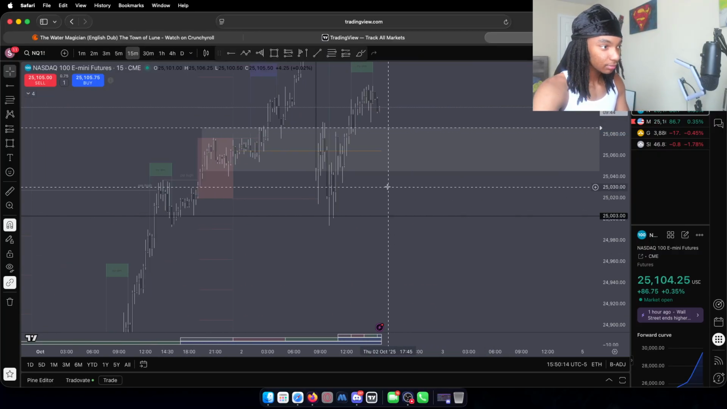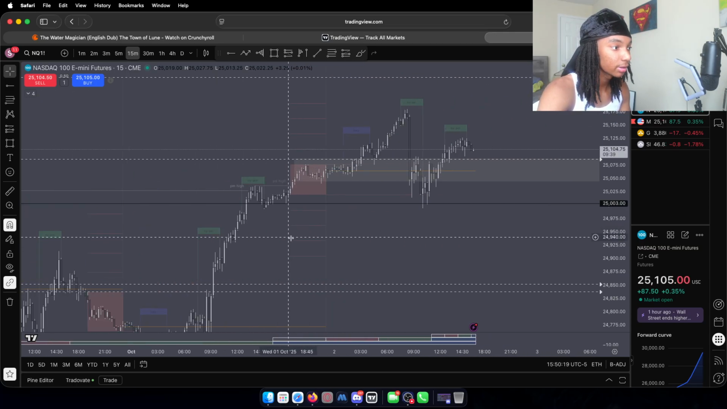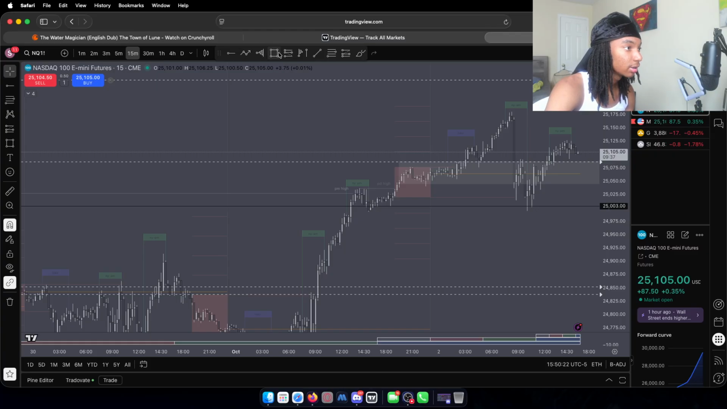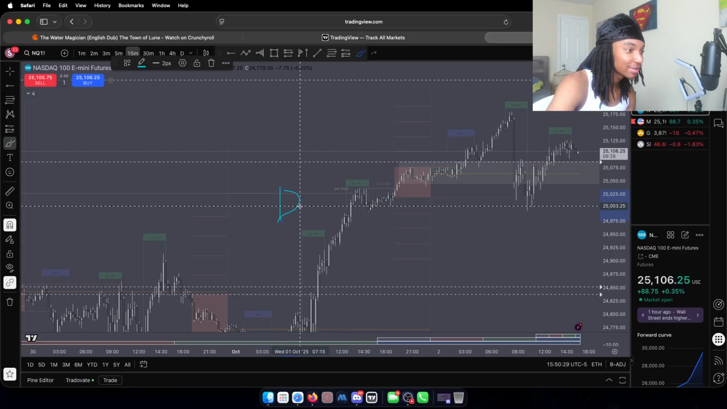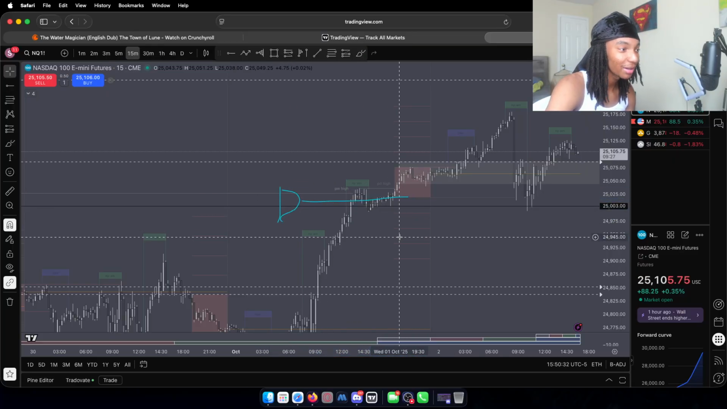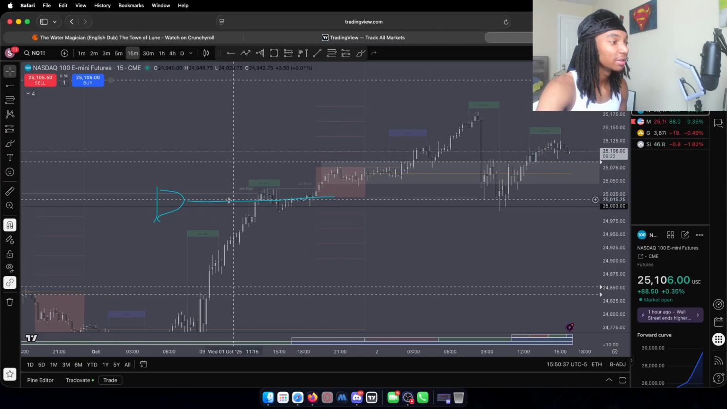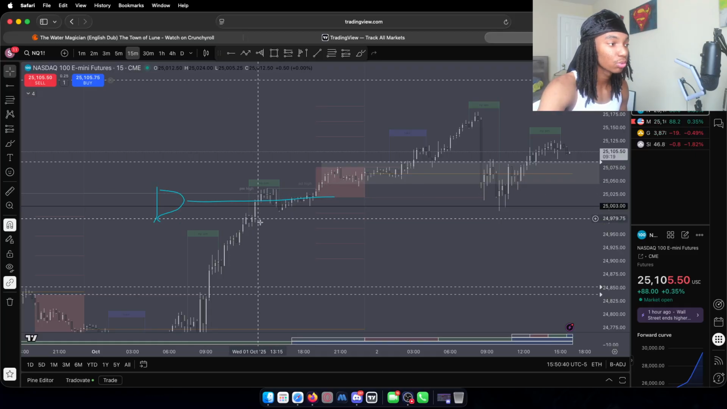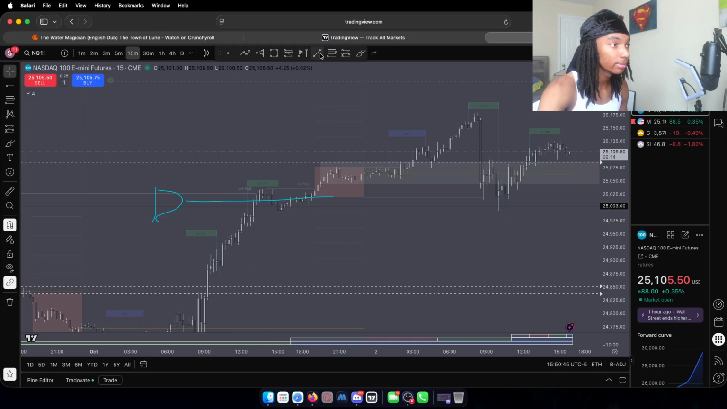So how you can use these balances, right? Because this is a balance over here, and I'm not gonna keep drawing this out, so let's just draw it out like this. This is a balance. This is a balance, right? So this is our point of control, stuff like that. Now that we know this area over here is a previous balance where we chopped and had difficulty breaking out of, and we see that we come down into it, once we come down into it, we come to the point of control and we reject off of it, right?